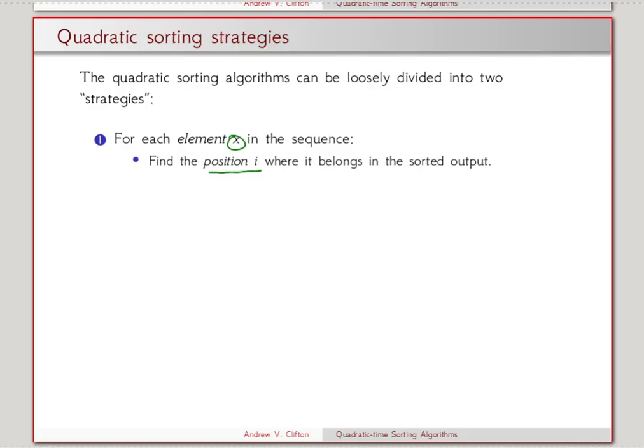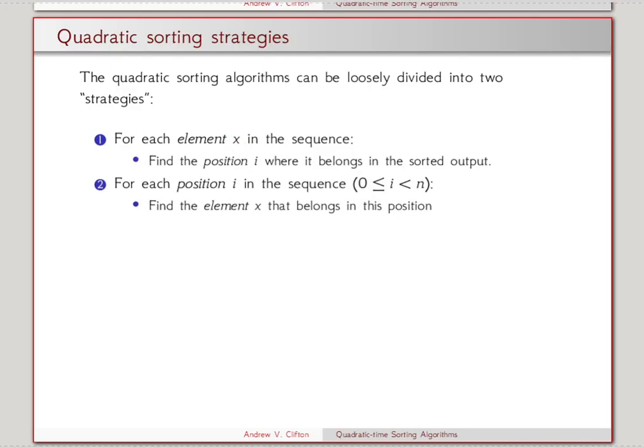You can think of this like if you have a pile of books to sort and you want to put them on a shelf. You pick up a book at random and ask, where is this book going to go? The author's name starts with A, so it goes on the left. M, so it goes in the middle. Z, so it goes on the far right. So pick an element and then figure out where it goes. The alternate strategy is pick a position and figure out what goes there. Pick position i and figure out the element that goes there.